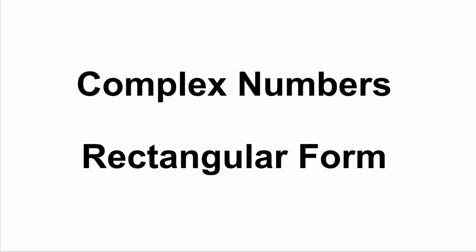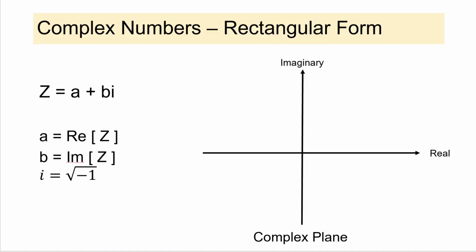Hi, in this video we're going to be talking about complex numbers in rectangular form. To represent a complex number in rectangular form, we would write it as z, the complex number, equals a plus bi, where a is the real part of the complex number, b is the imaginary part, and i is the imaginary unit, which is the square root of -1.